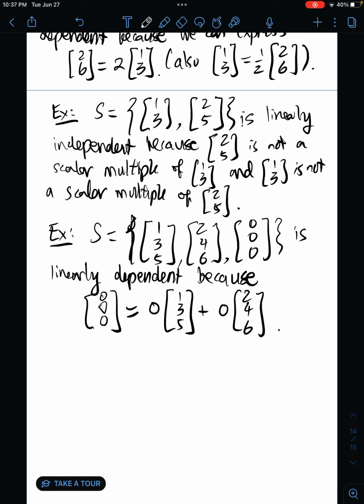Now notice that you can't write (2, 4, 6) as a linear combination of (1, 3, 5) and (0, 0, 0). And you also can't write (1, 3, 5) as a linear combination of (2, 4, 6) and (0, 0, 0). However, in this case, (0, 0, 0) was possible to write as a linear combination of the others, and that was the only vector that could have been written that way. So just because you can write one vector as a linear combination of the others doesn't mean that you can write the other vectors as a linear combination of the others. That makes sense. Okay.